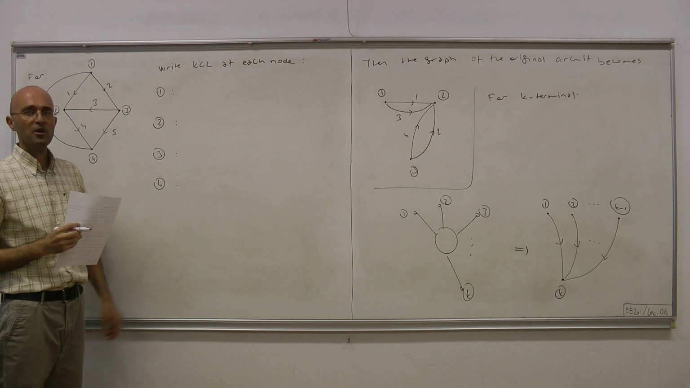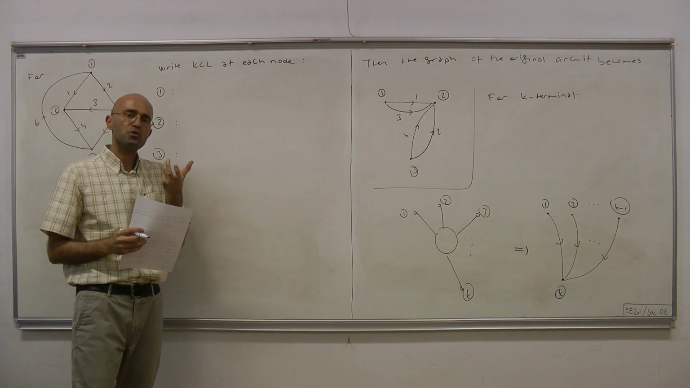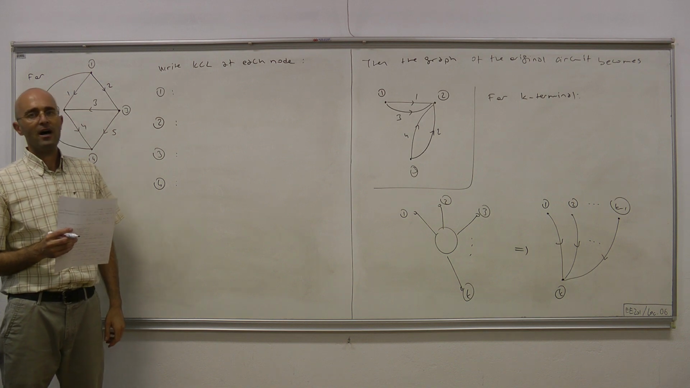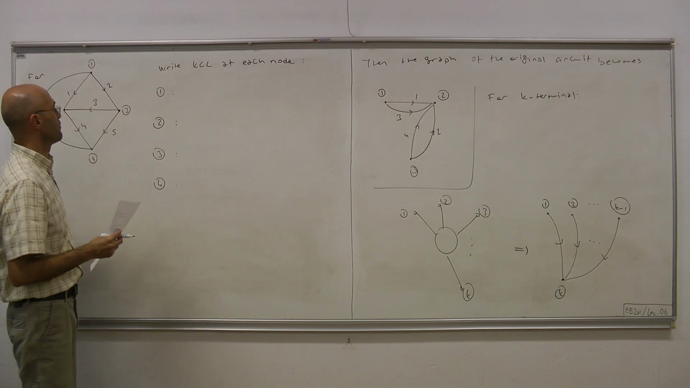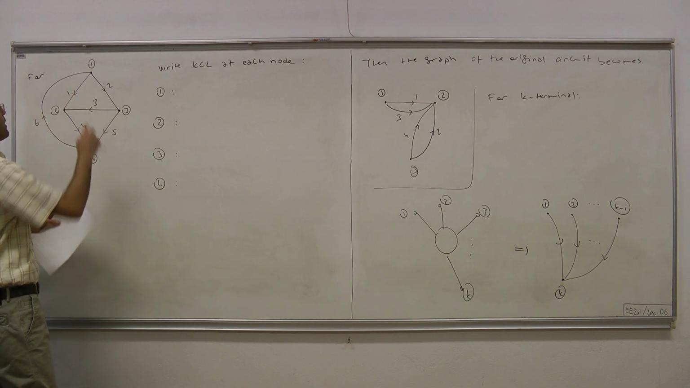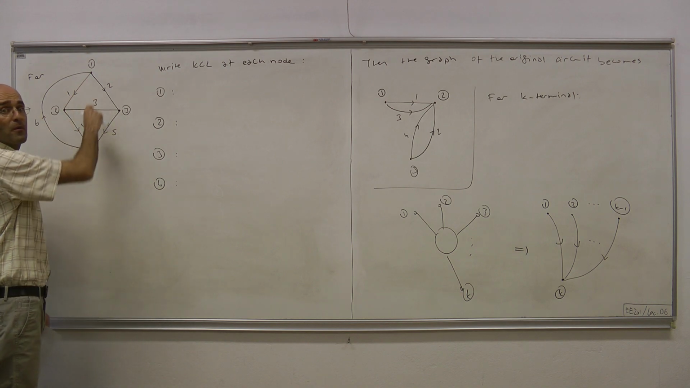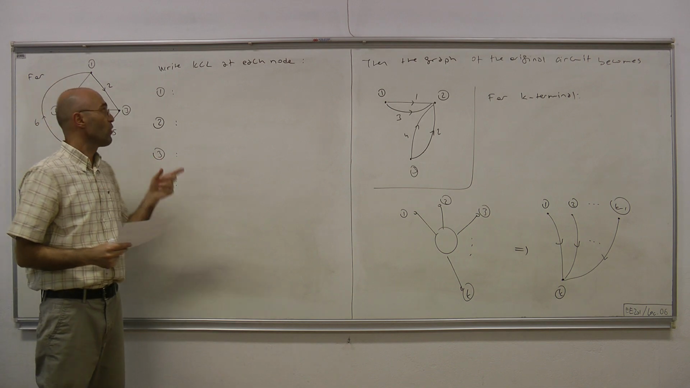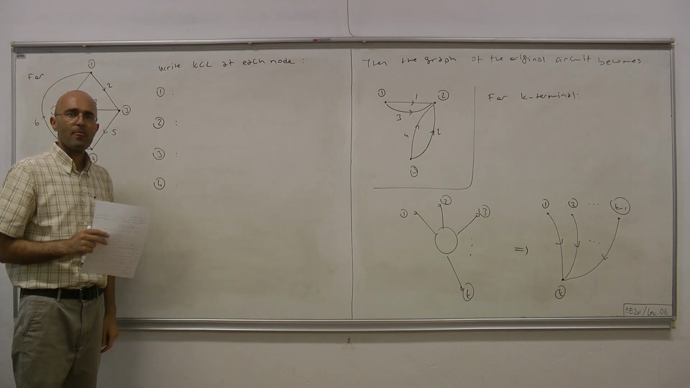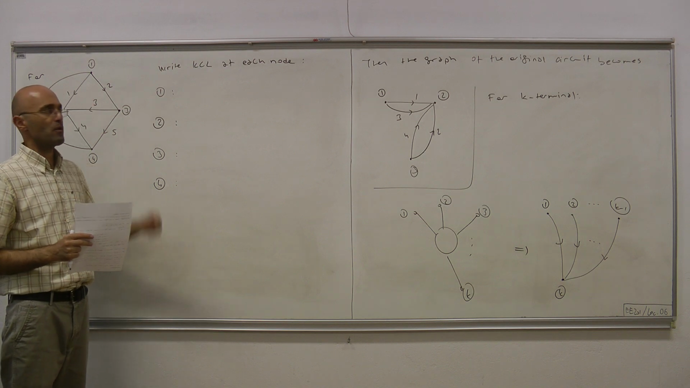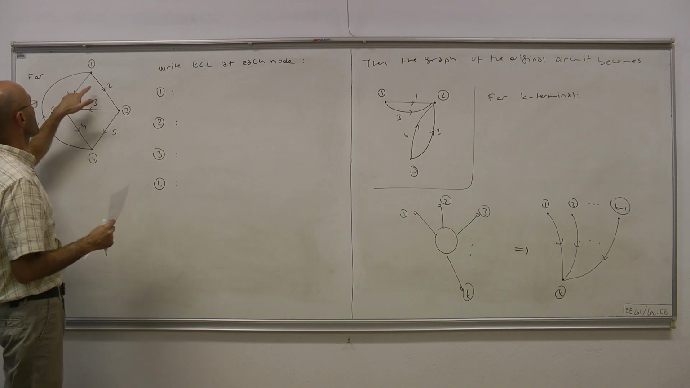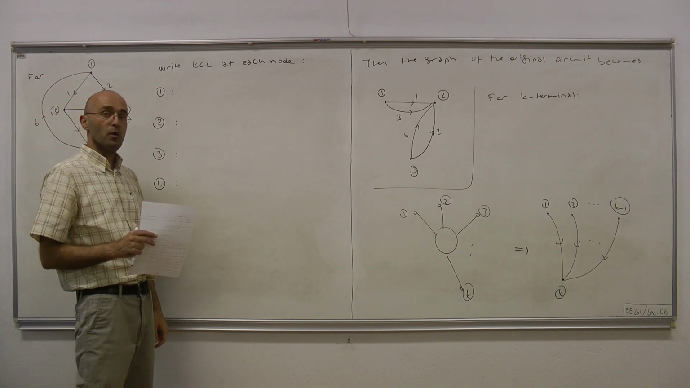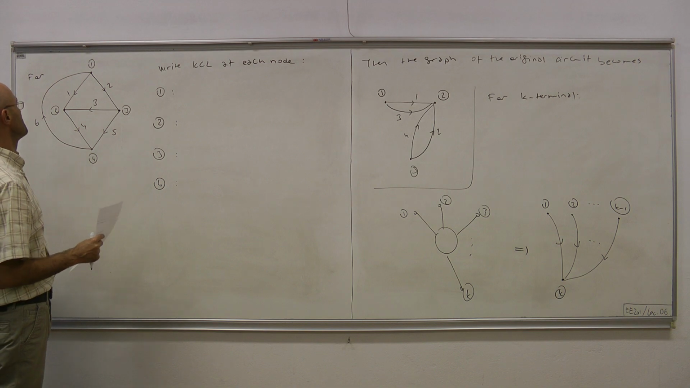Remember what KCL was for any given closed surface. The sum of incoming currents must equal the sum of outgoing currents. Okay. For instance, for the first node, we have 1 and 2 that are outgoing and 6 that's incoming. Therefore, I1 plus I2 equals I6. Okay, by KCL. So that's the equation imposed on the currents associated to node 1, by KCL.